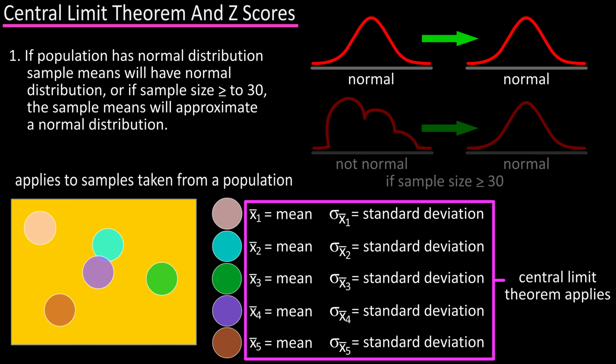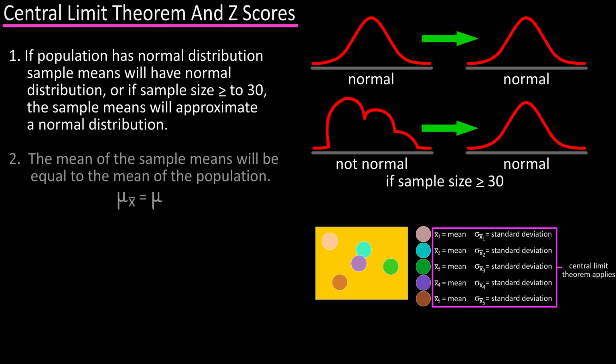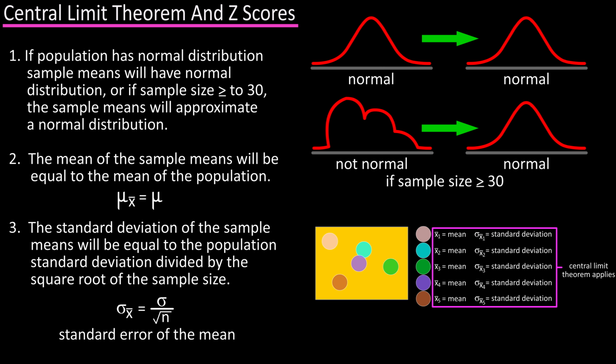Or if the population is not normally distributed, but the sample size is greater than or equal to 30, the distribution of the sample means will approximate a normal distribution. Number two is that the distribution of the sample means will have a mean that will be equal to the mean of the population. And number three is that the standard deviation of the sample means is equal to the population standard deviation divided by the square root of n, with n being the sample size.